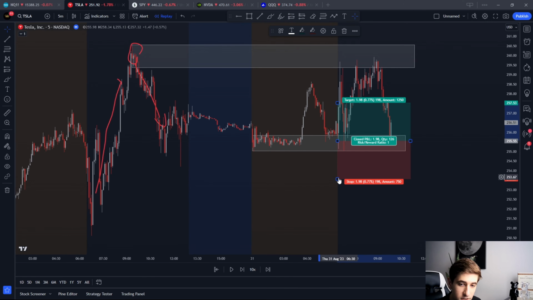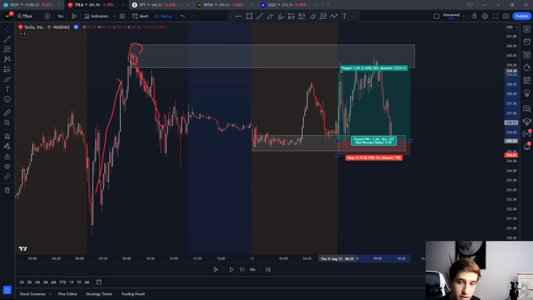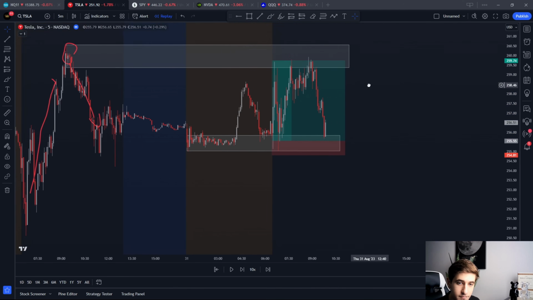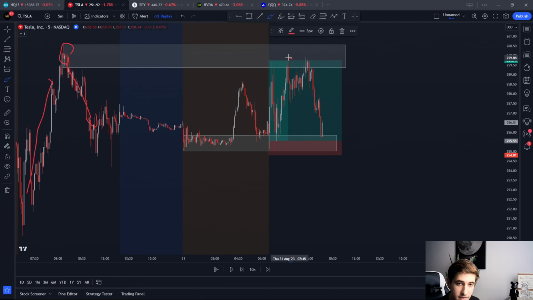Take my position once it comes to the zone, stop loss right under. The first one, when I'm taking the trade, is going to look at the recent high, right? So recent high is over here, and I exit once it hits. So that's the first bounce.